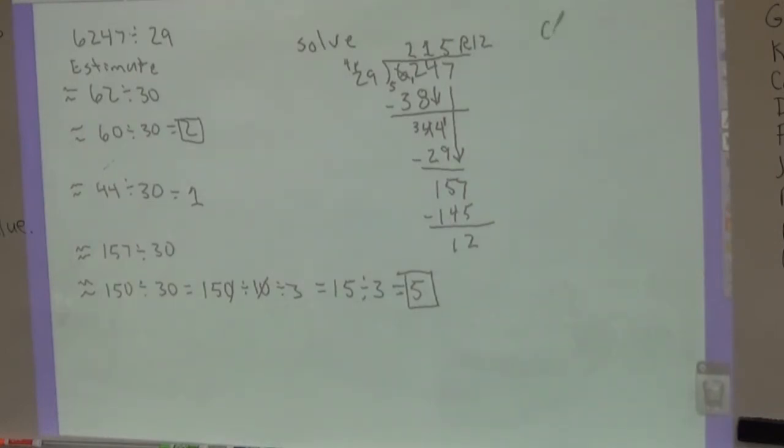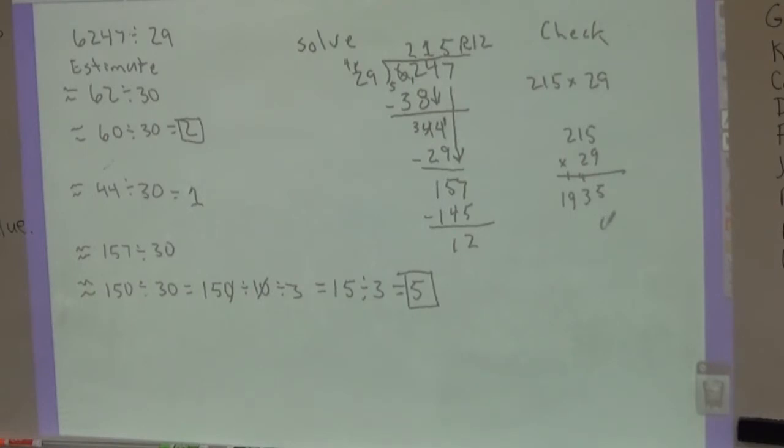Now we have to do the check. That's 215 times the divisor of 29. We can't do it sideways, can we? So we have to do it 215 times 29. 9 times 5 equals 45. 5, carry the 4. 9 times 1 is 9, plus the 4 is 13. Carry the 1. 9 times 2 is 18, plus the 1 is 19.